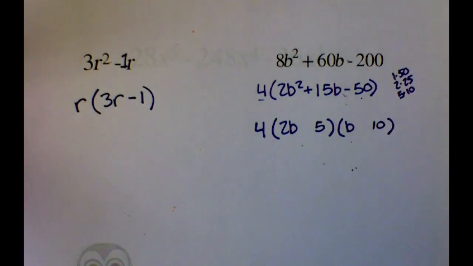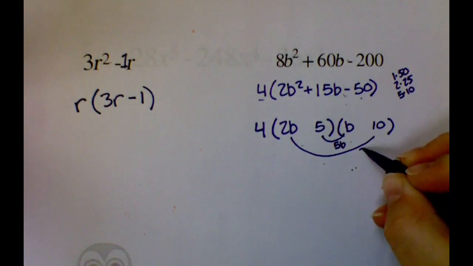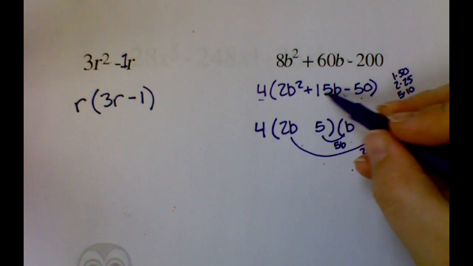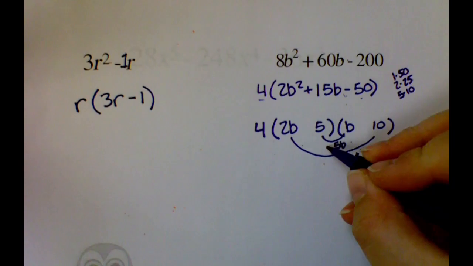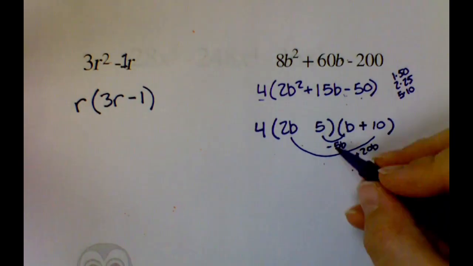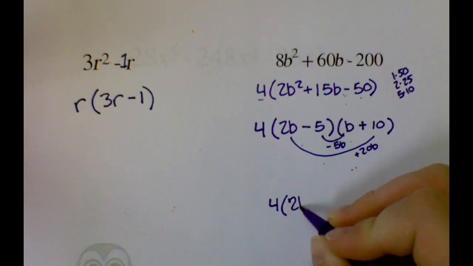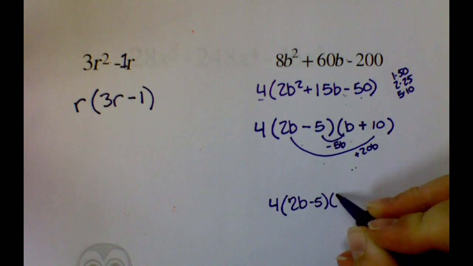If I do 5 and 10, check the inside, I have 5b. Outside, I have 20b. To make a plus 15, I can go positive 20 minus 5. Perfect, that means my 10 gets a plus, my 5 gets a minus. My final answer is 4 times 2b minus 5 times b plus 10.